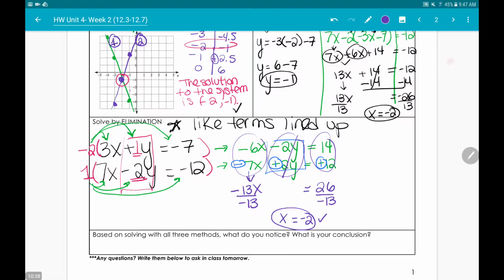All right, and then how do I get y? I need to substitute again. I need to go back to an original. So an original, 3x plus 1y equals negative 7. And instead of x, I'm plugging in negative 2.